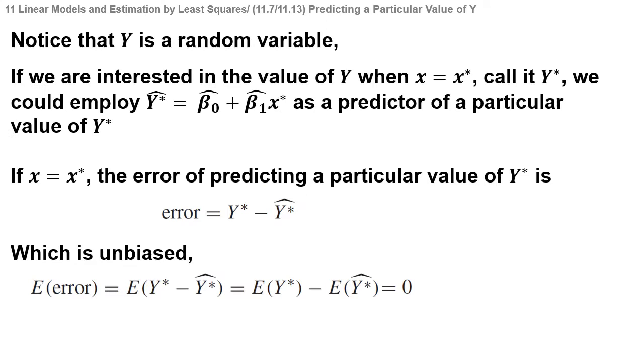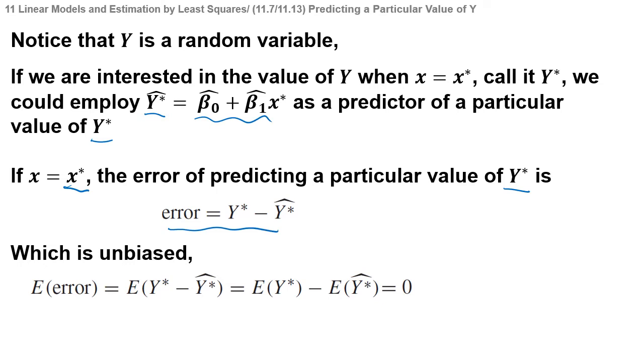So notice that y is a random variable, and if we are interested in the value of y when x is x star, call it y star, we could employ y star hat, which is this one, as a predictor of a particular value of y star. And if our future observation x is x star, then the error of predicting a particular value of y star can be expressed this way.